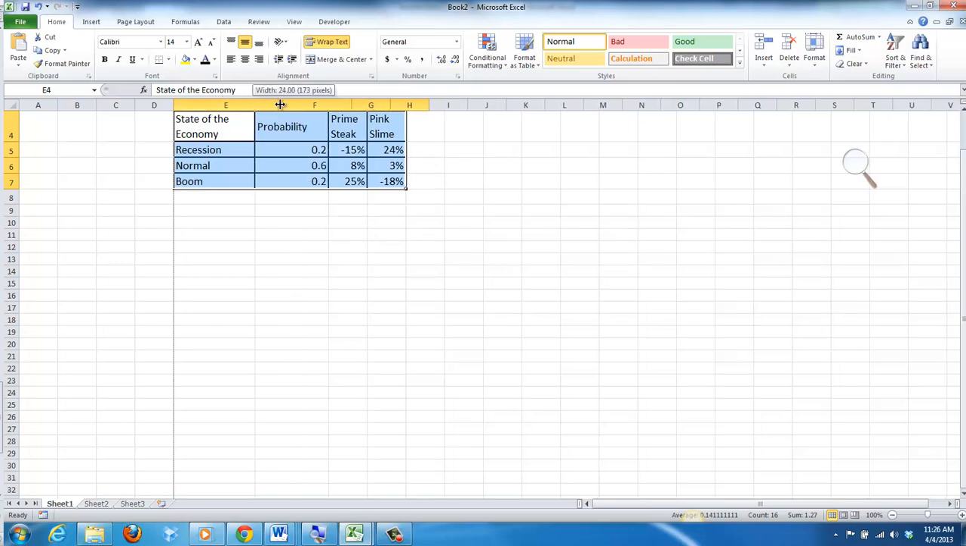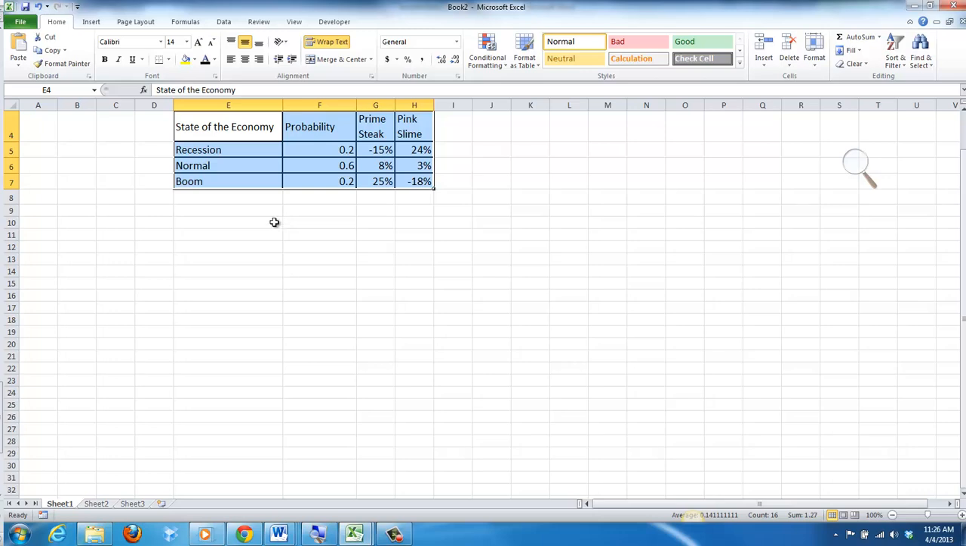So we have 3 states of the economy: a recession, a normal economy, and a boom. And the probabilities are 20% that the economy will be in recession next year, 60% that it will be normal, and then 20% that it will be in a boom state. We've got prime stake and we've got pink slime. We're going to calculate the expected return and then the standard deviation for each one. To calculate the expected return, we just multiply the probability by the return itself.